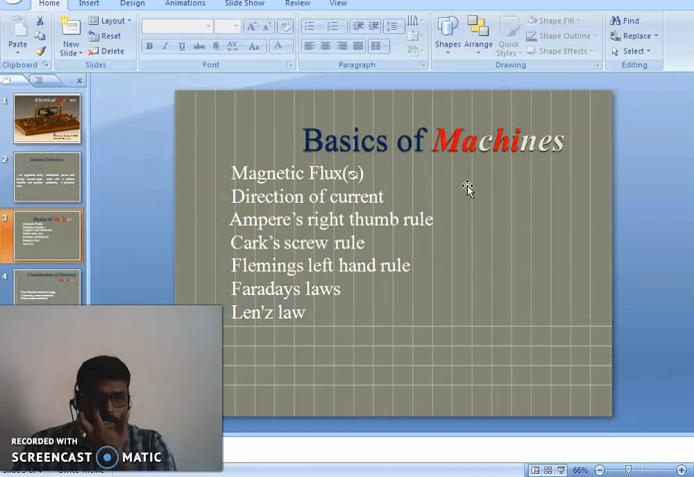Okay. Ampere's right thumb rule. We will discuss about it also. Torch's rule. These are the rules that comprise the basics of how the machine performs. Okay. Next one is Fleming's left hand rule. Faraday's law. Faraday's law is very, very important. From Faraday's law only, the topic starts actually. Lenz's law. Lenz's law, we will deal with it later.